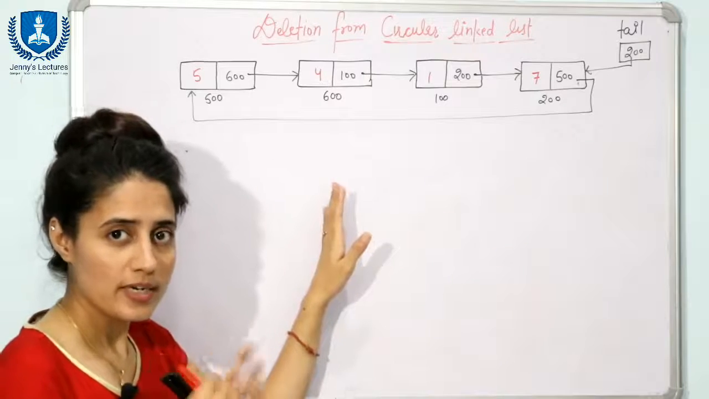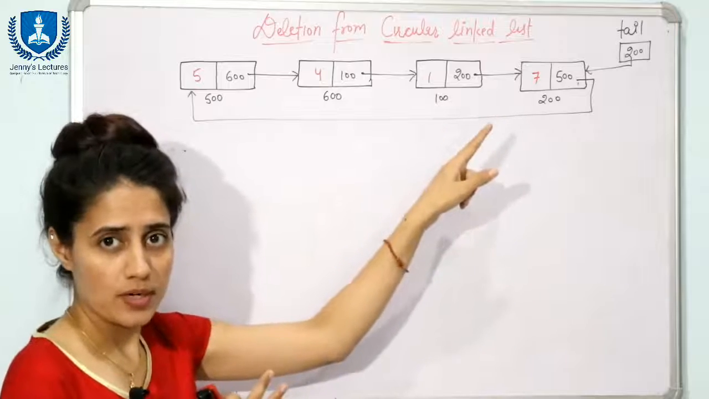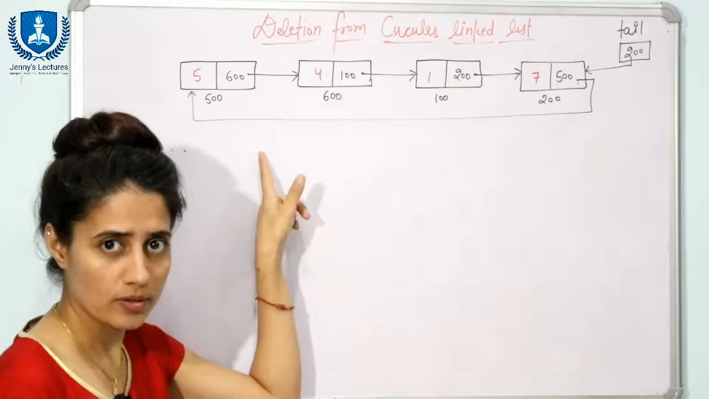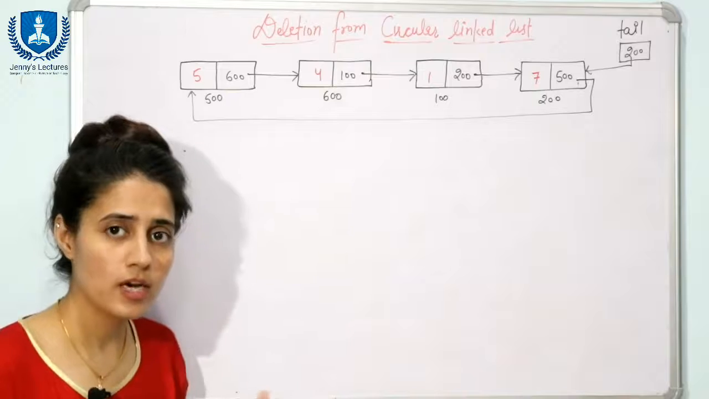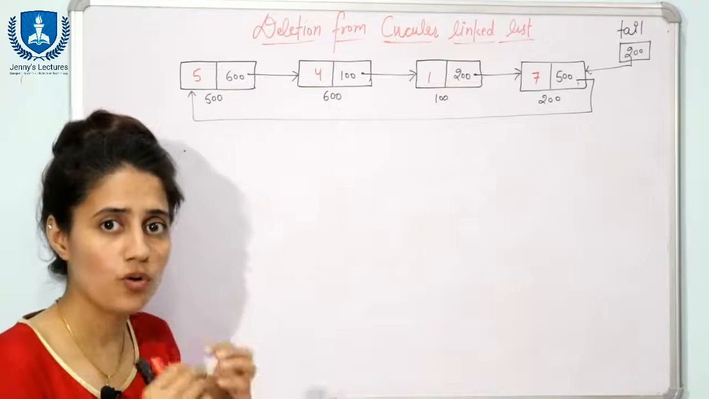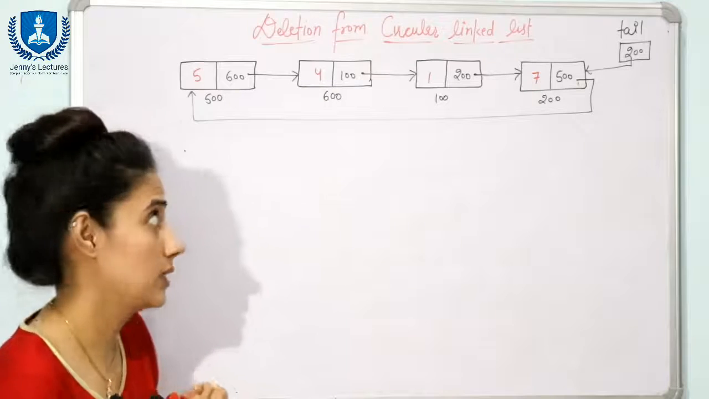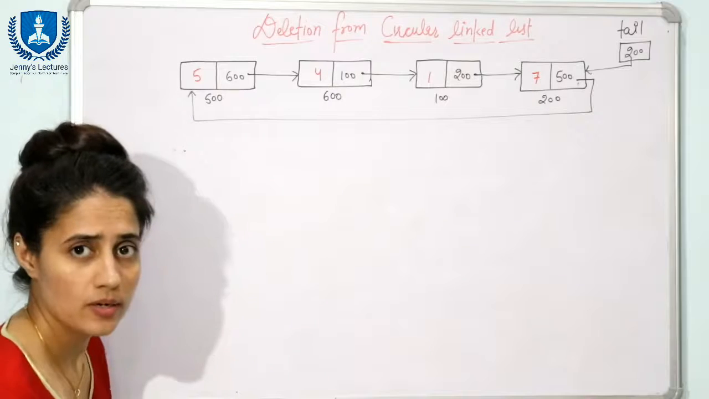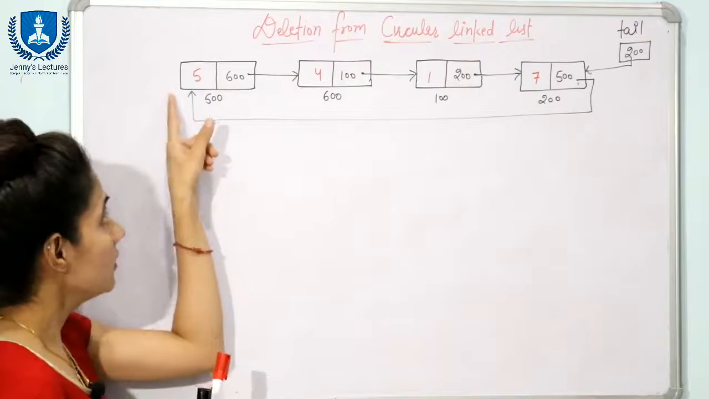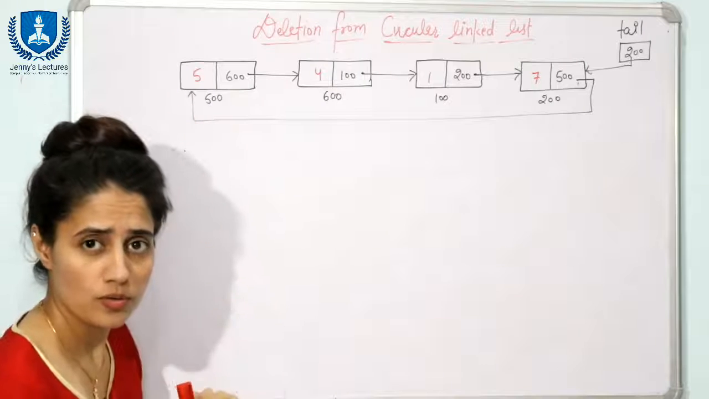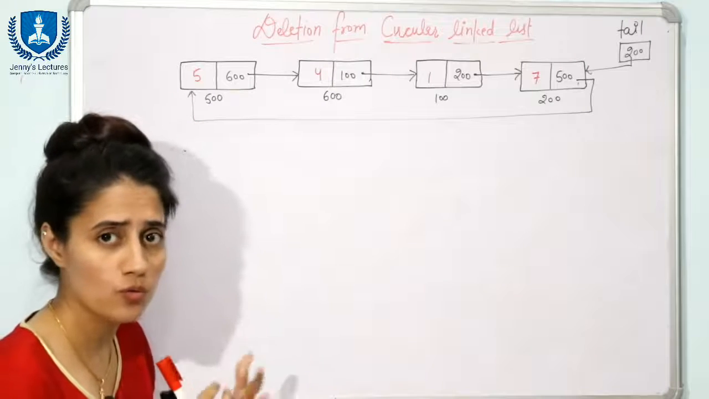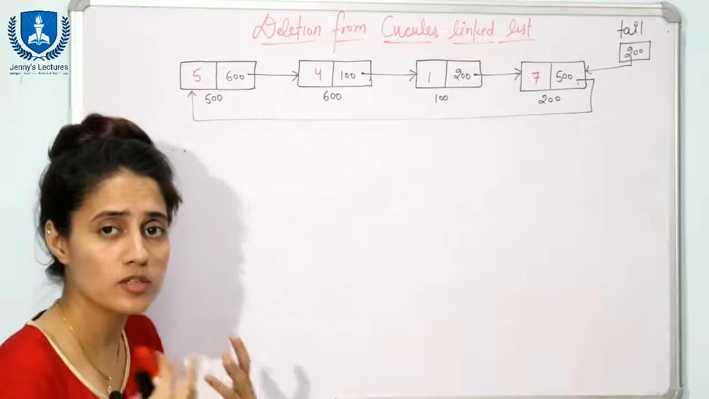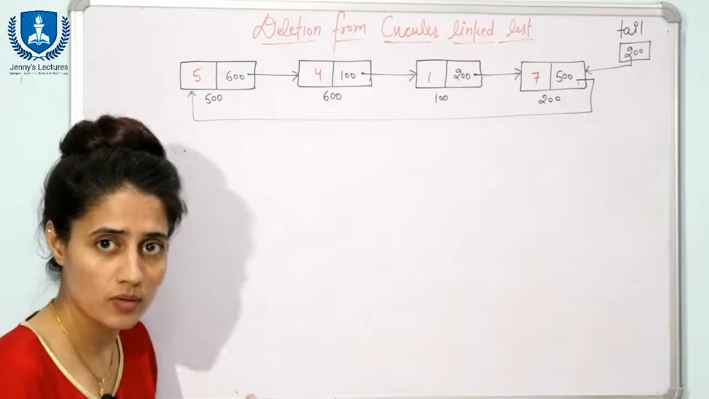So now here we have maintained only the tail pointer, right? We are not having any head pointer. Now first of all, we will see how to delete a node from the beginning of a circular linked list. See, I want to delete this node, right? But I don't have any pointer pointing to this node. We don't have any head pointer. So we are not aware which one is the first node, right?